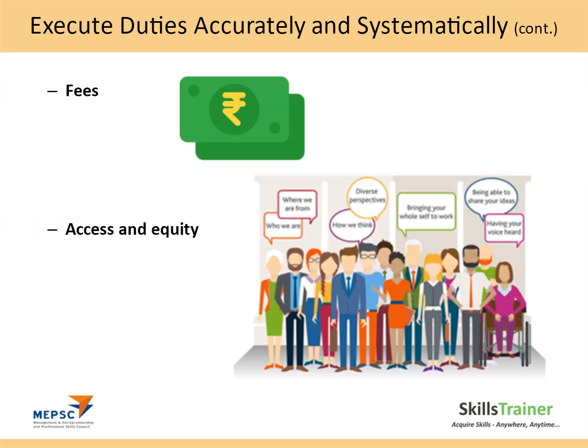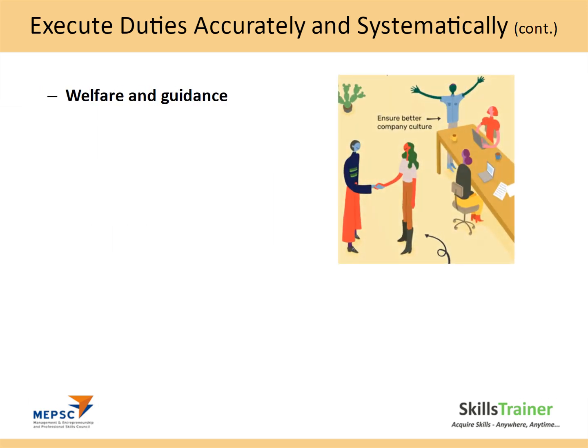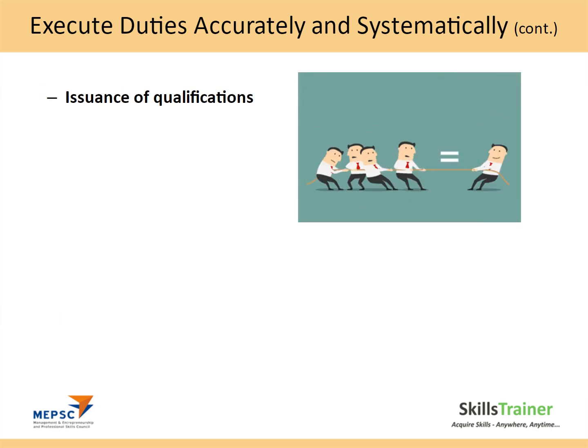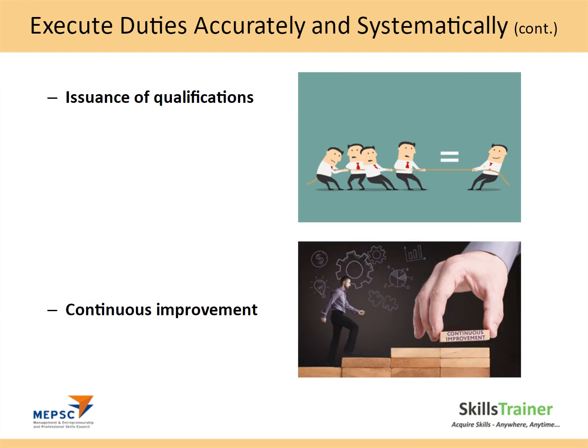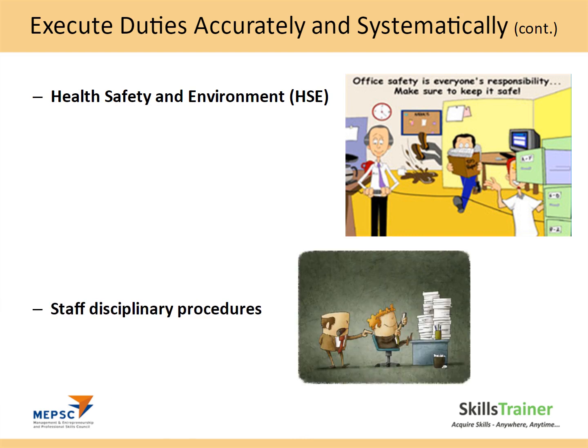Fees, access and equity. You can see the image on the screen to understand better. Welfare and guidance, risk management. Issuance of qualifications. Continuous improvement. You can see the images on the screen to understand better. Health, Safety and Environment, HSE. Staff disciplinary procedures.